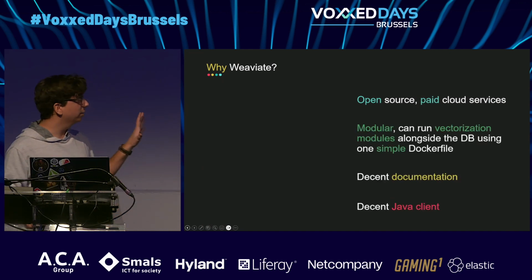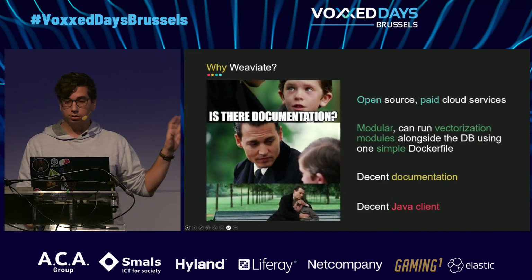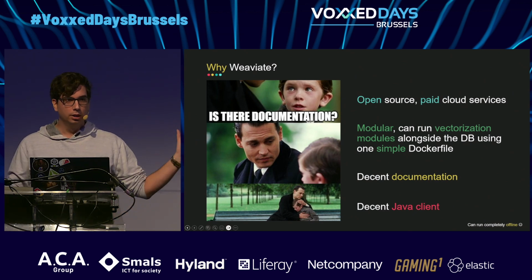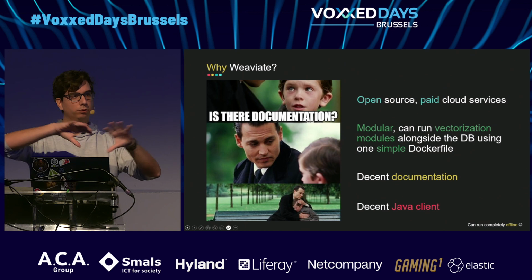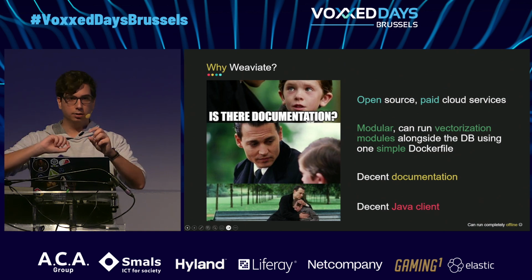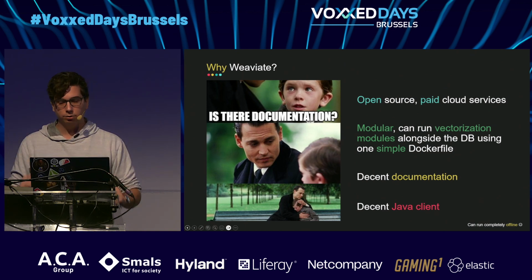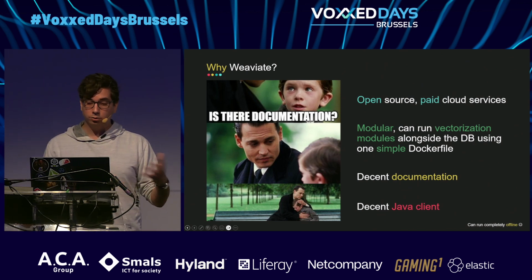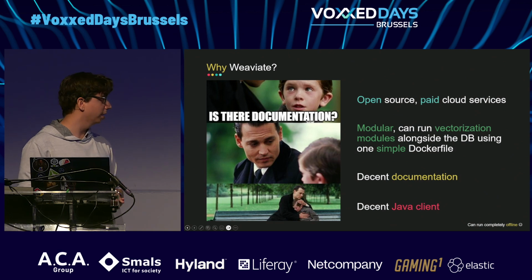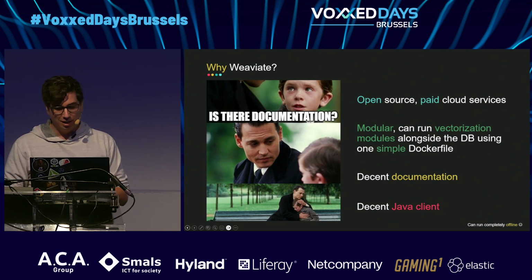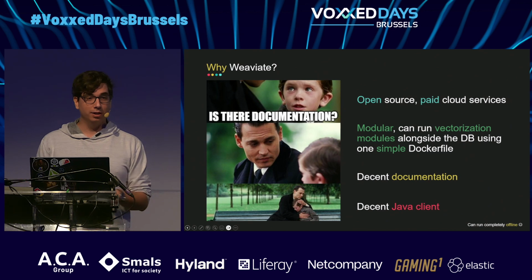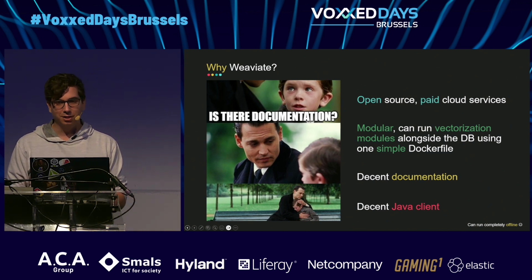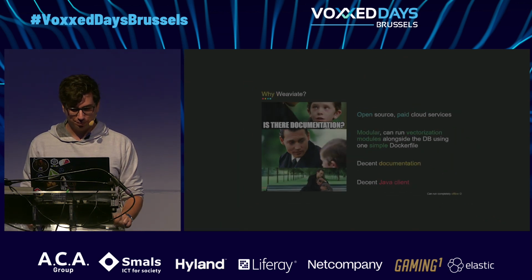So I chose Weaviate because it's open source, so I can basically do whatever I want with it. So that was quite nice, and it's very modular. So I could really download images of different models and try and play with different models, see what the results were. The documentation is actually pretty decent, and the Java client is also pretty decent, which I really enjoyed, to be honest. And it can run completely offline, which for me kind of removed some stress if I'm standing on stage giving a demo.